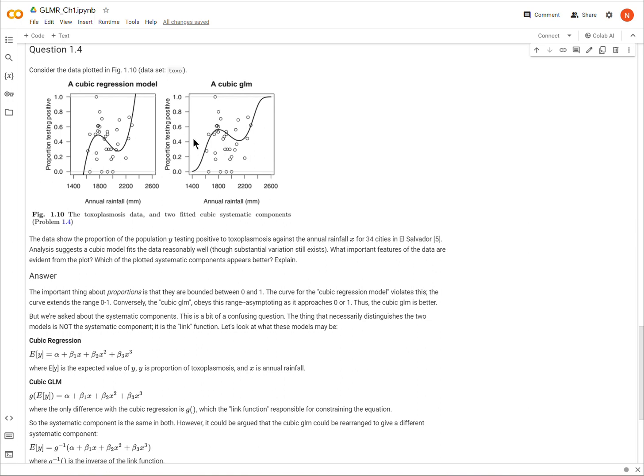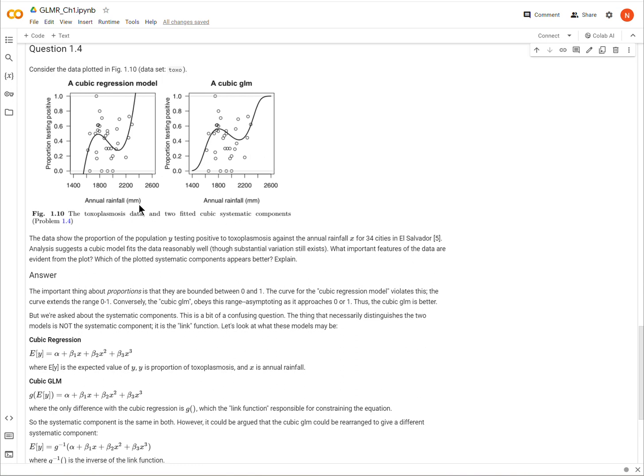Remember that values for y here can only be between 0 and 1, but if we look at the cubic regression model, the figure is cut off, but we see that the curve is just extending to positive and negative infinity. But these are impossible values for our data here, right? Whereas the cubic GLM is asymptoting as we get to 0 or 1. Okay, so the cubic GLM is doing better here. All right, so that's kind of an answer.